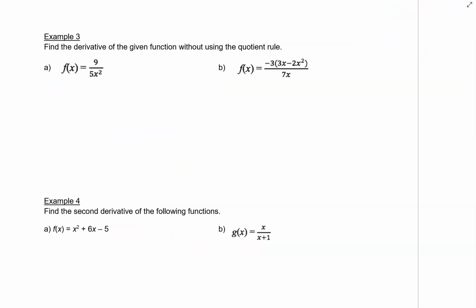So in example 3, I just wanted to give a couple examples of when you might get tricked into thinking you have to use the quotient rule when you don't really. You can save some time. So recognizing things like f of x could be rewritten as a constant of 9/5 times one power function, right? Because you can think of the numerator as 9 times 1. So 9 over 5x squared is the same thing as 9/5 times 1 over x squared. And you can even think of that as 9/5 times x to the negative 2. So instead of having to go through the whole quotient rule, you could just use a power rule.